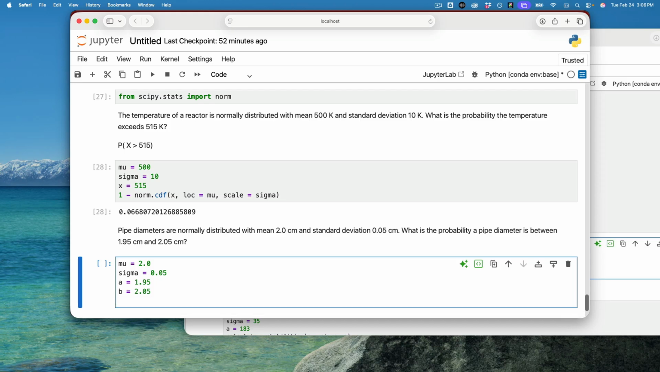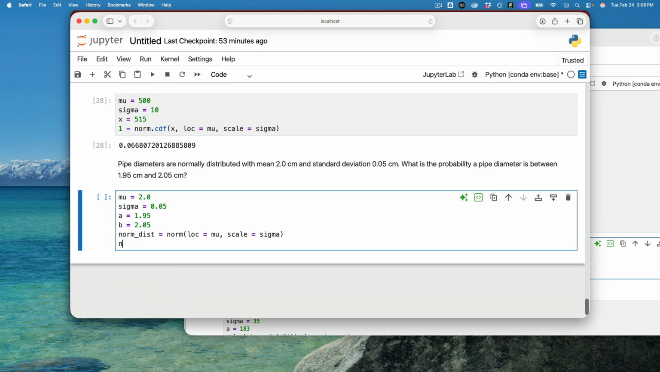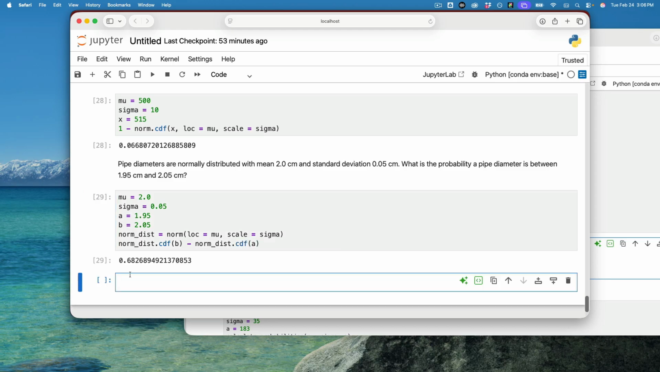And then I call norm.cdf, or you can define the normal distribution, norm_dist is equal to norm, whichever way you like. And you just give the properties of the normal distribution because we're going to use it twice. Mu, scale is equal to sigma. And then we can just call norm_dist.cdf(b) minus norm_dist.cdf(a). Okay?